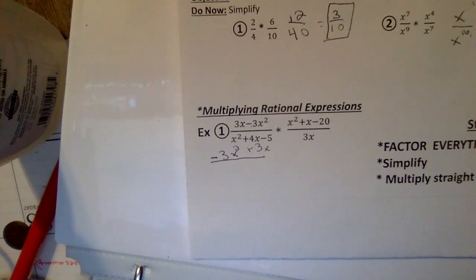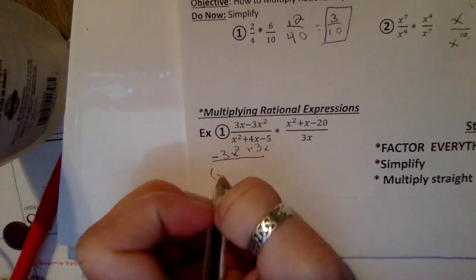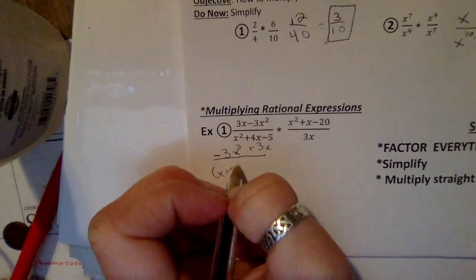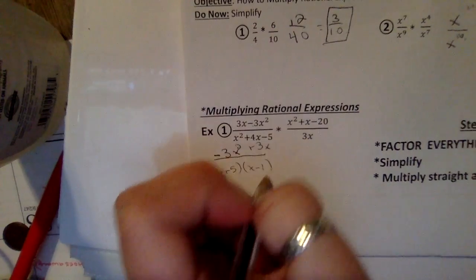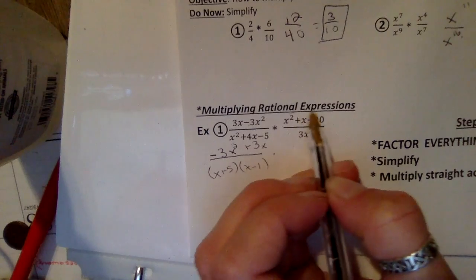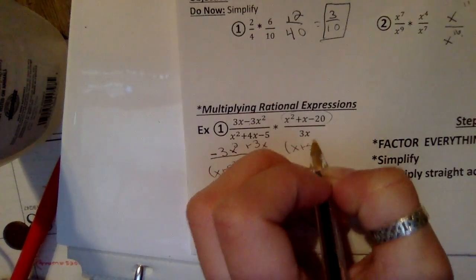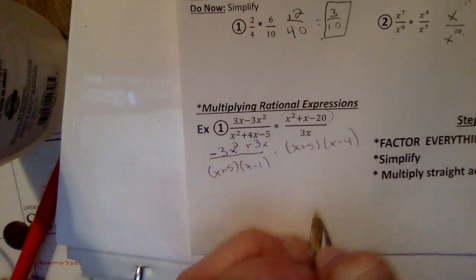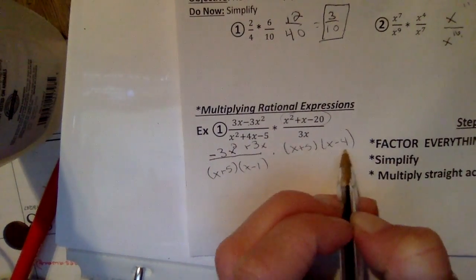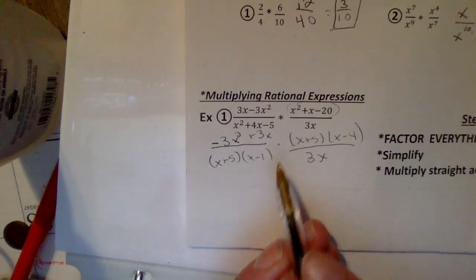Just like when we did the simplifying, if you want to pause it so you can try and factor it yourself, do that, because I'm going to go through the factoring a little quicker here. Okay, so the bottom factors to x plus 5, x minus 1. And then over here, this piece factors to x plus 5, x minus 4. And on the bottom, we just have 3x. Okay, so the only thing I didn't factor yet was that first piece.